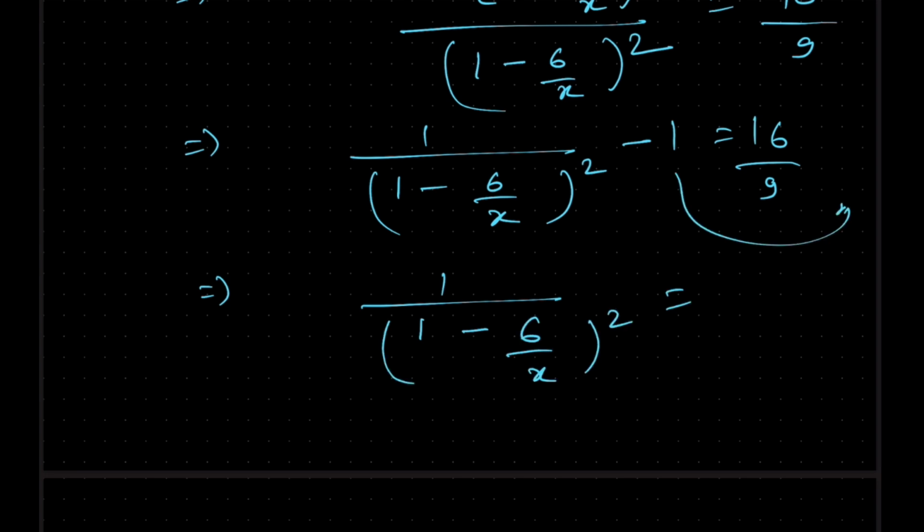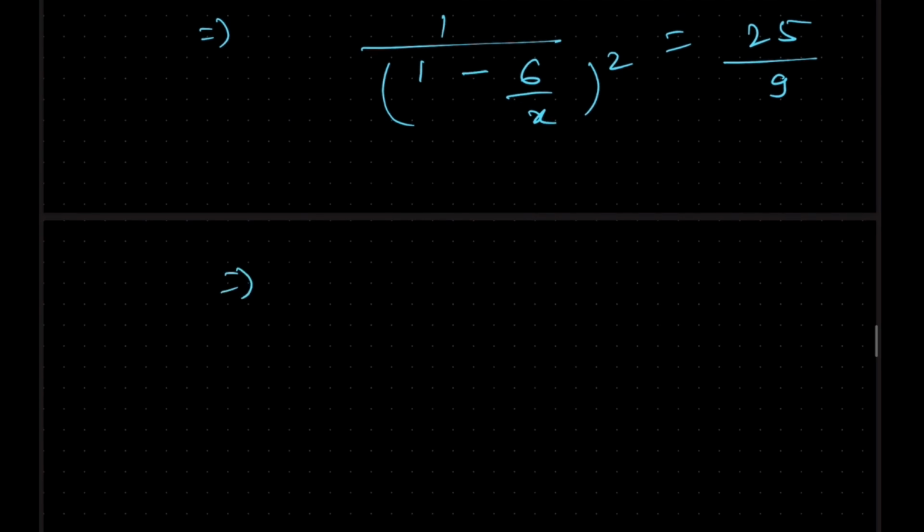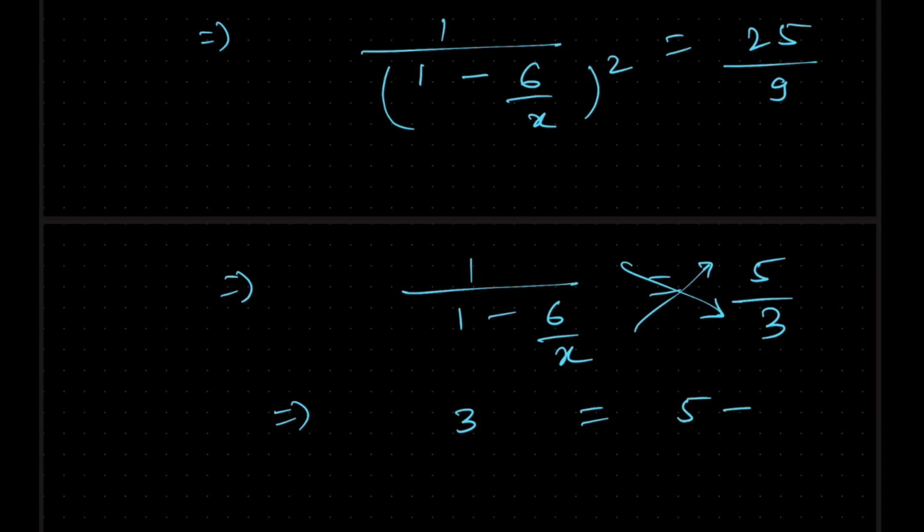This will, when you take this on the right side, you will get 25 by 9. So now let's take a square root on both sides. 1 by 1 minus 6 by x is equal to 5 by 3. Now just cross multiply it, 3, and here you get 5 minus 30 by x.